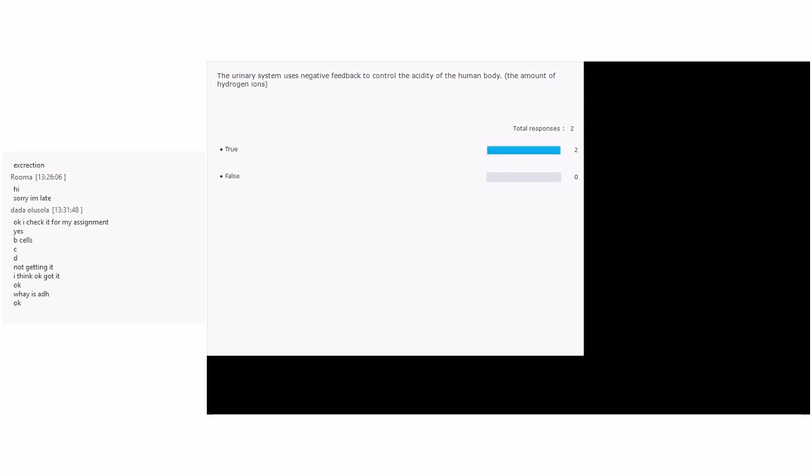Okay, so this one: the urinary system uses negative feedback to control the acidity of the human body. That's the amount of hydrogen ions that are floating around in your body. And you're correct, it is true. Like most homeostatic mechanisms, most of them are negative feedback, and the urinary system with acidity is the same.